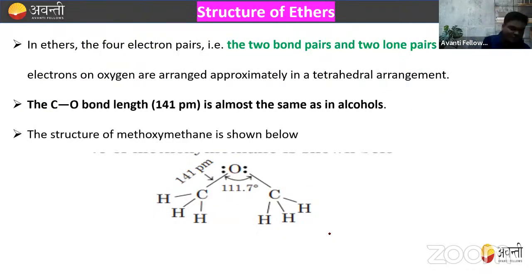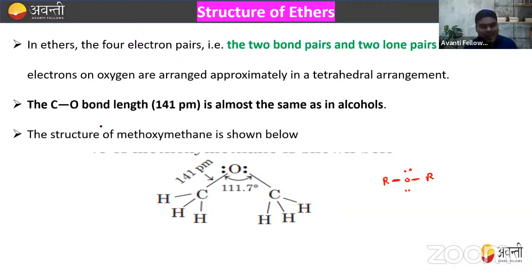Now, if we talk about the structure of ether, what is the structure of ether? A very interesting structure. Basically in ether, there are 4 electron pairs, right? How do we say there are 4 electron pairs? The 2 bond pairs and the 2 lone pairs of electrons on the oxygen atom. Because we know that ether is nothing but R, O, R. So the oxygen has 2 lone pairs of electrons and 2 bonds, making 4 electron pairs.